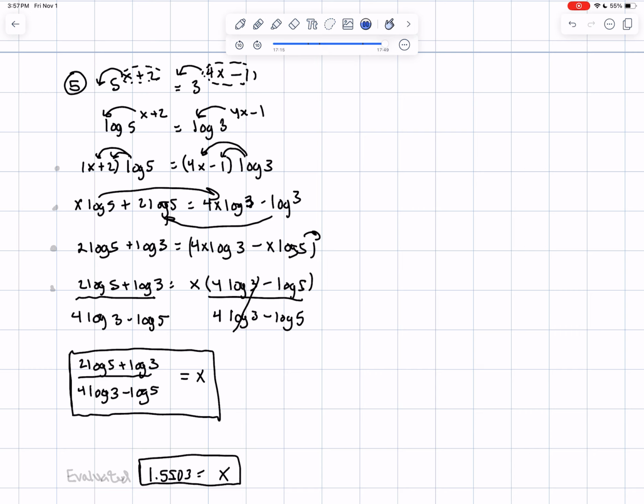So again, let me talk through this. So I put the log, I brought down the exponent. So here, then I distributed. Then I moved like terms together here. Then I factored out my x. Then I divided to isolate x. And then I got my solution, and then I evaluated. So this is 5.4, solving for exponential equations type 2.